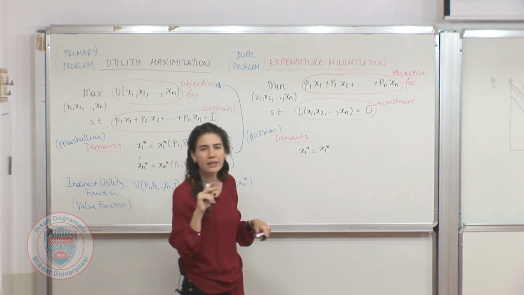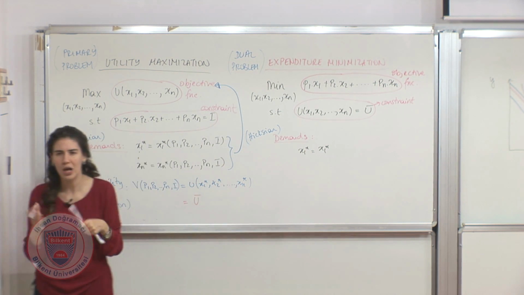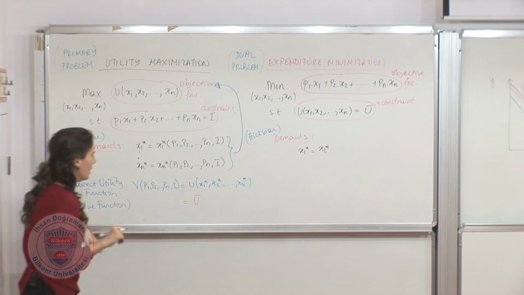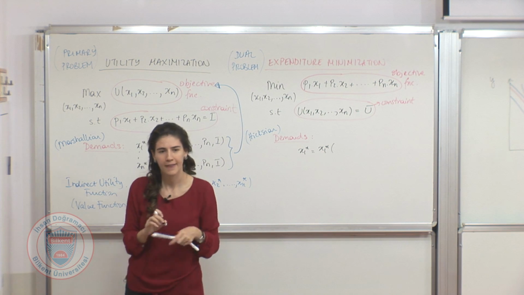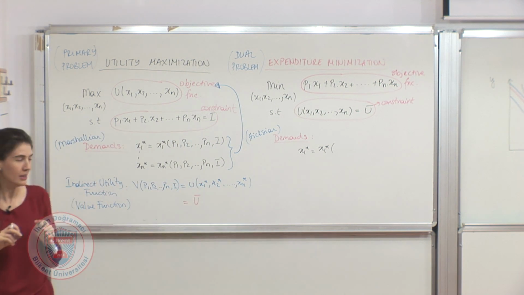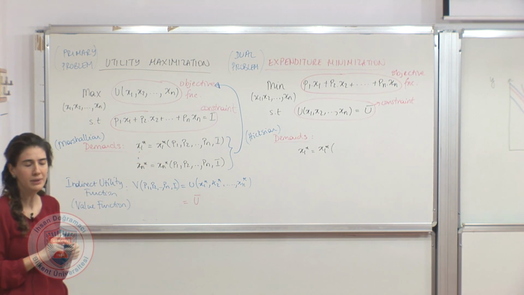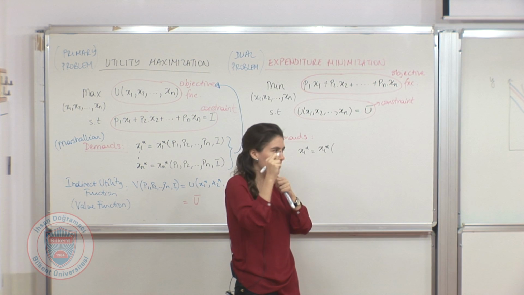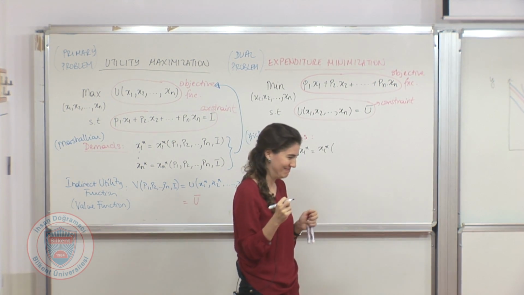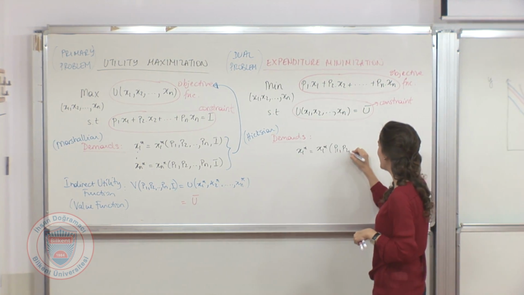Usually, later, you'll see that I'm going to put an H here to distinguish between the Marshallian and the Hicksian demands, but we'll see this later. But this is going to be a function of what? Now you guys tell me. When I solve this expenditure minimization problem, this demand will be a function of what? Prices and this time utility, right? Remember.